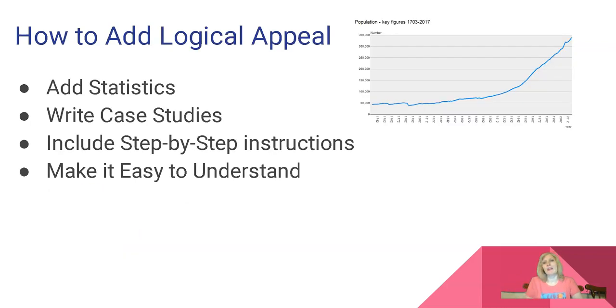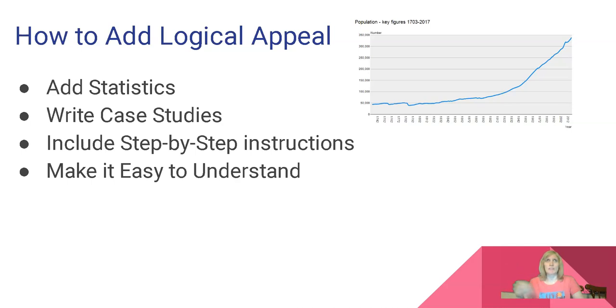Now, how do you add logical appeal? I just added a cute little random image of the population, but graphs, statistics, charts, case studies, they're all very logical. Also, if you're going to do step-by-step instructions, that's very logical. Make it easy to understand.